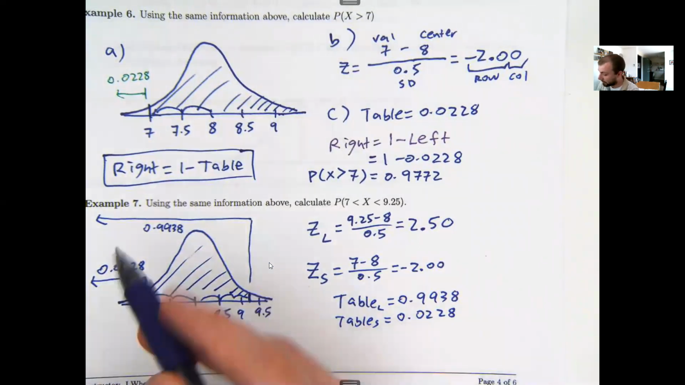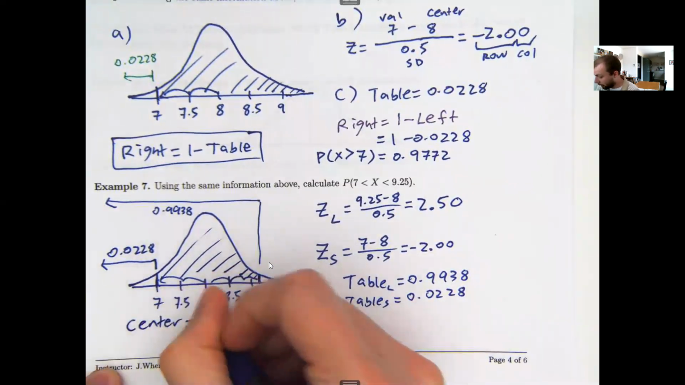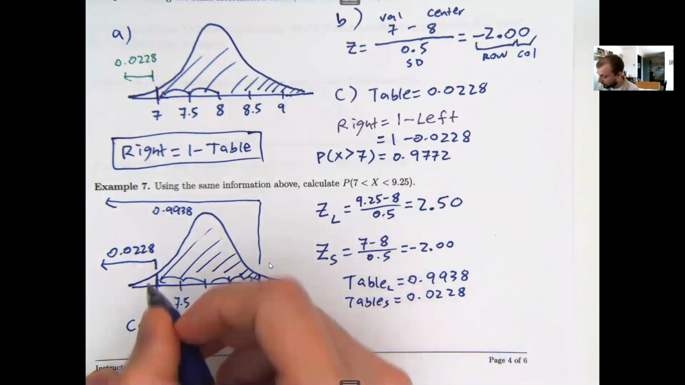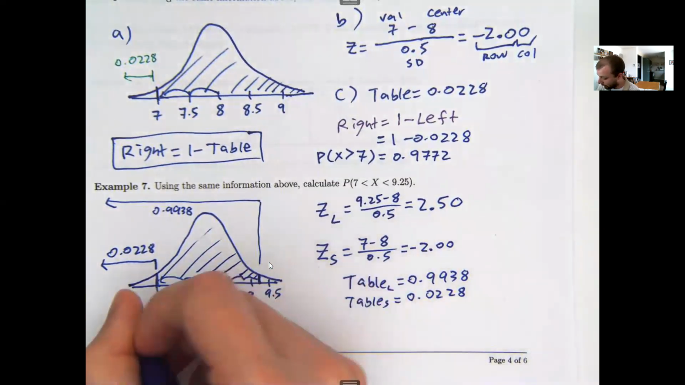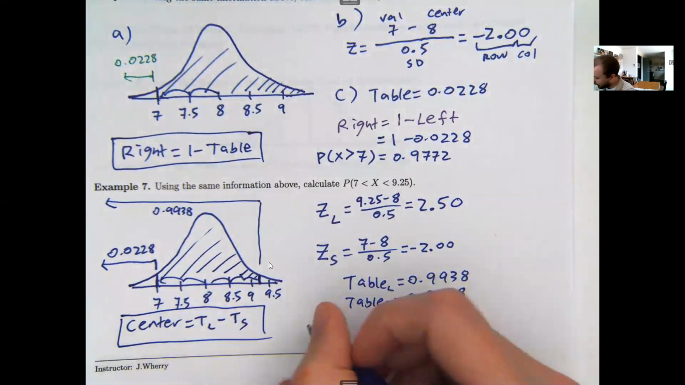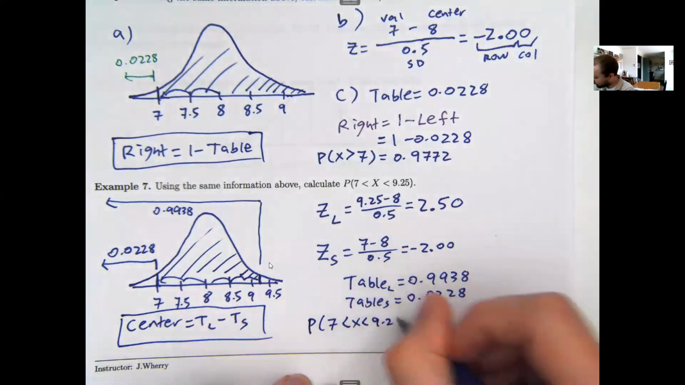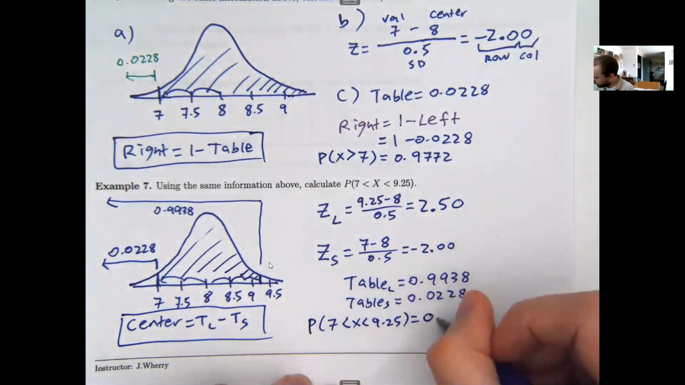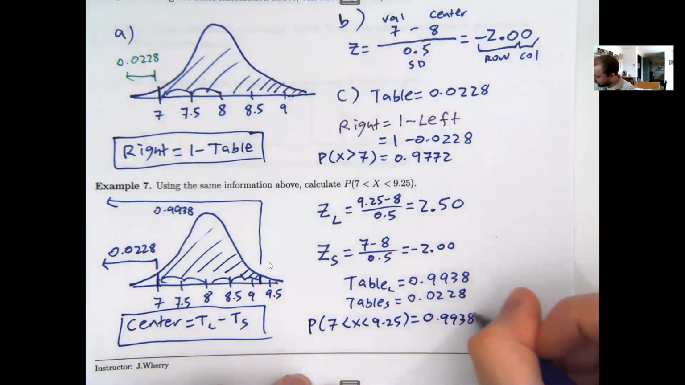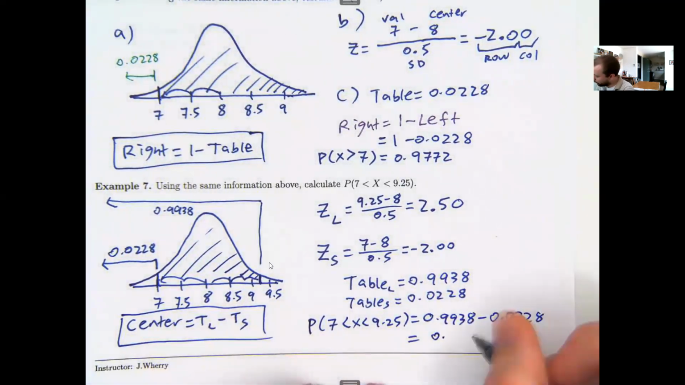So if I wanted to fix this and find the area in the center, if I take the large table value and I subtract this area of the smaller tail that I don't want, this should give me the area in the middle. So the probability of having between 7 and 9.25 hours of sleep, I'm going to take the large table value, and I'm going to subtract from this the smaller one. When I do this, I end up getting, for this particular problem, 0.9710 or so.